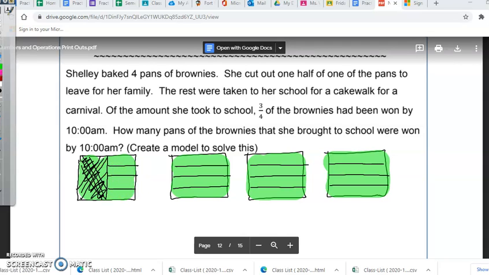Now, you can also, if you want to, take this all the way over. It does not matter because this part was left at home. So it really doesn't matter. So 3/4 were won. So that means I need to shade 3/4 of each pan, because that's what was taken. Almost perfect.